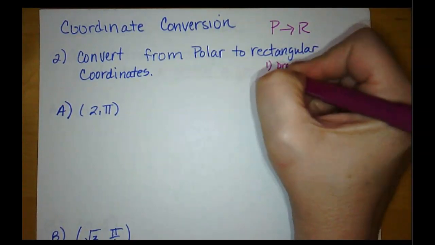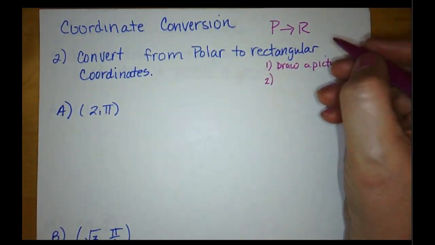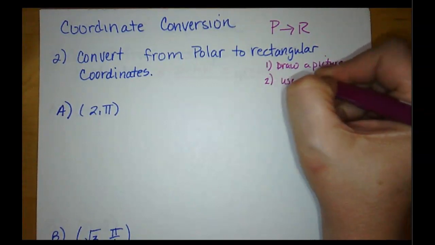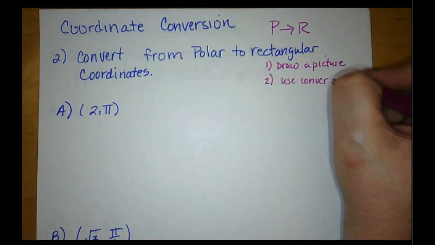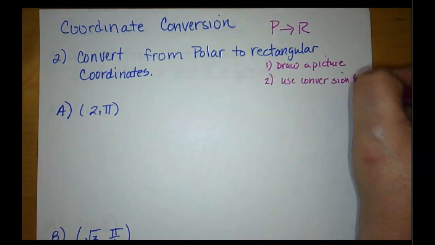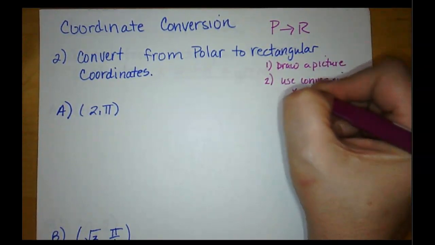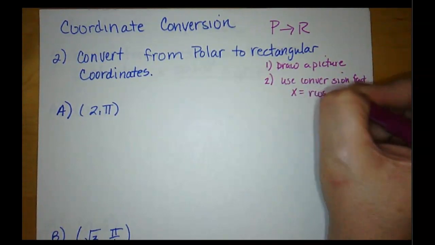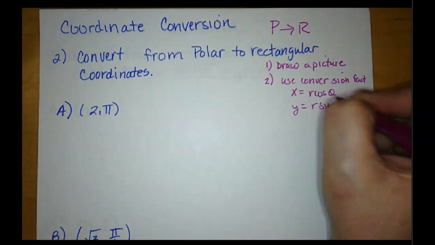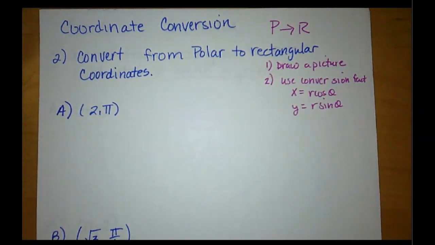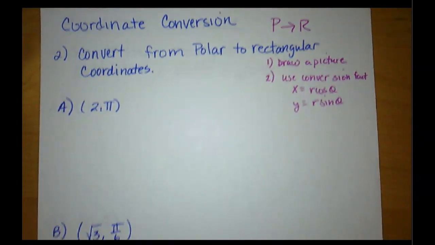And then we're going to use conversion facts. The facts that we're using are x equals r cosine theta and y equals r sine theta. We've used those both before, that's nothing new. And that's how we're going to work through these problems.